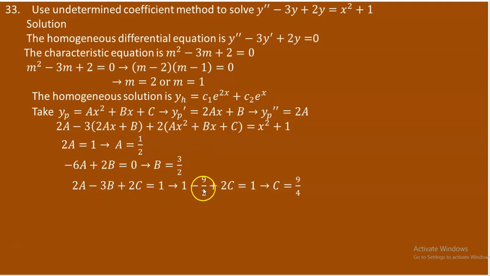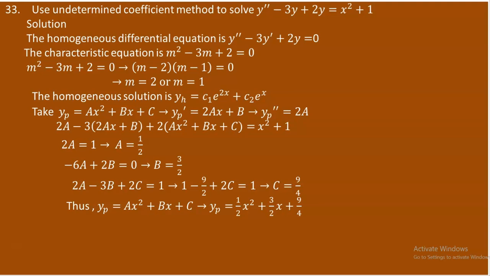We are having 2 times c equals 1, and from this c can be 9 over 4, as you see. Thus, students, yp now is determined because the values of a, b, and c are known. Hence, yp is 1 over 2 x squared plus 3 over 2 x plus 9 over 4. I simply substituted the obtained values a, b, c directly in the quadratic expression.